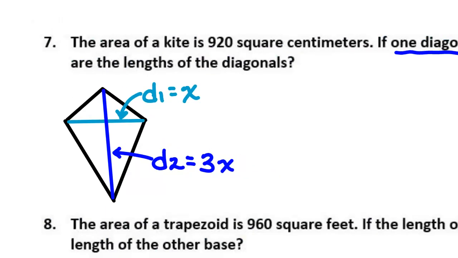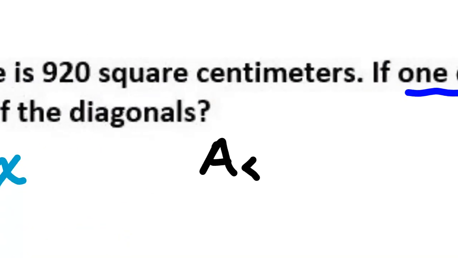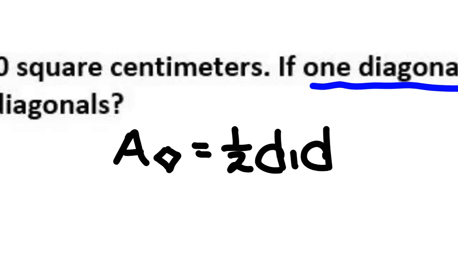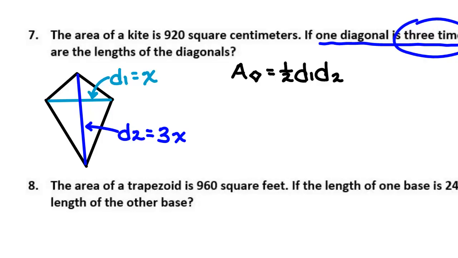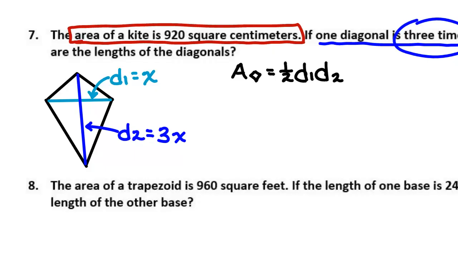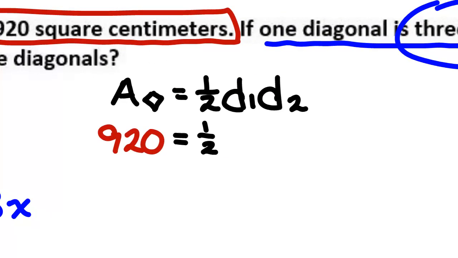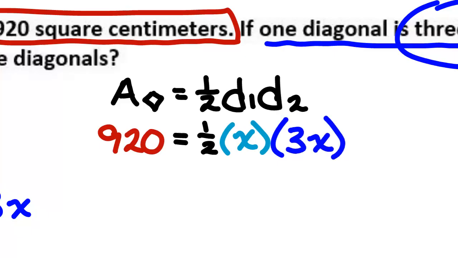What is our area formula for a kite? One half. Yep, times d1 times d2. We know that the area is 920 square centimeters, so we're going to take 920, put it in the place of A. So 920 equals 1 half. Diagonal 1 is x. Diagonal 2 is 3x.